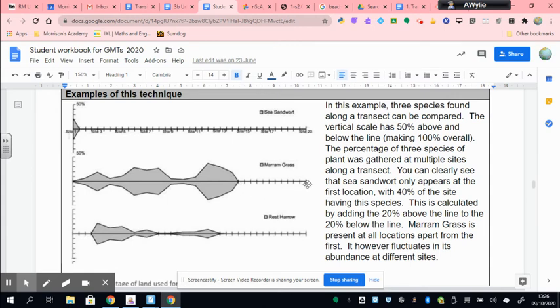So it allows me to look at the pattern of change in something as long as it's gathered as a percentage. And it's the pattern of change along a transect.